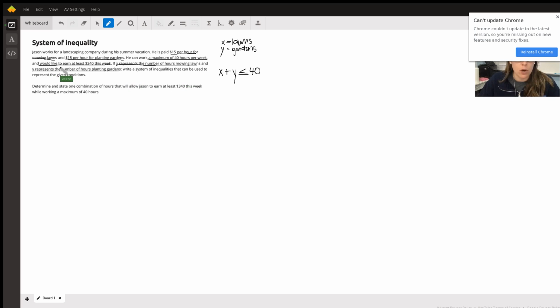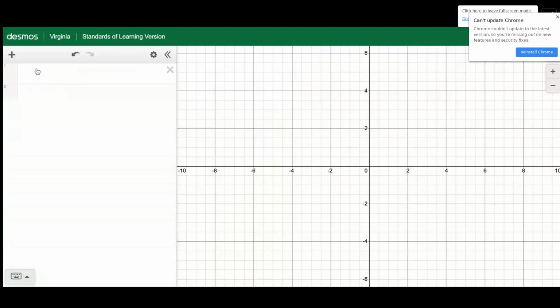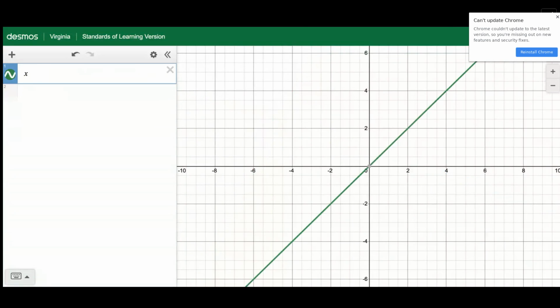Now, he wants to know how he can earn at least $340 this week. Well, we know it's $15 per hour that he's mowing lawns plus $18 per hour that he is planting gardens, and that needs to get him greater than or equal to $340, at least $340. Now, what we do is we plug this into a calculator, okay? Now, what I would recommend doing is going to this website, Desmos, okay?